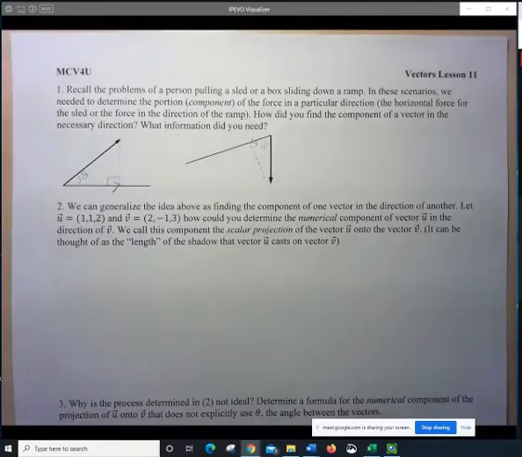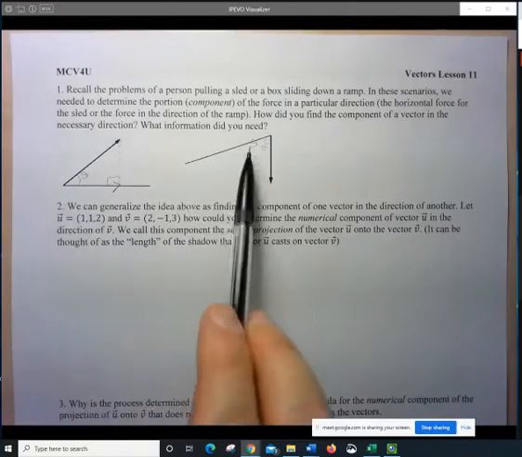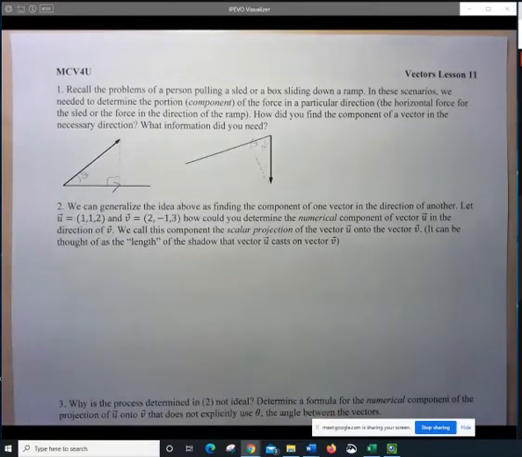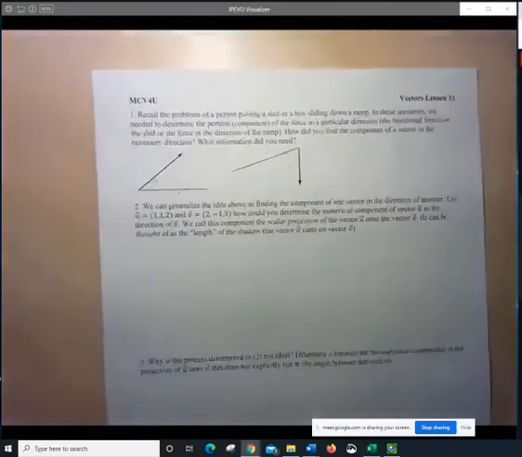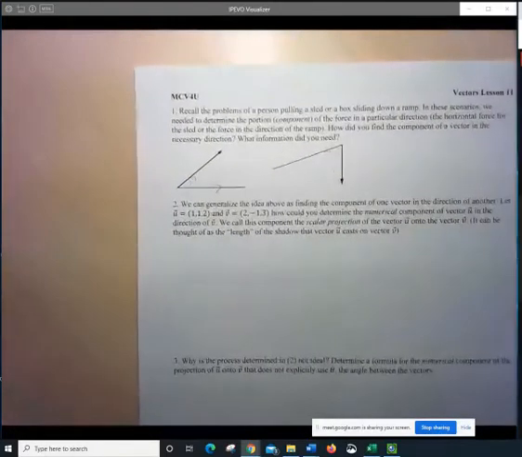But we're going to give this a different name. We're not going to necessarily call it the component of a vector in a particular direction. It's got its own name. Just to give you a sense of where this name comes from, well, it kind of makes sense.